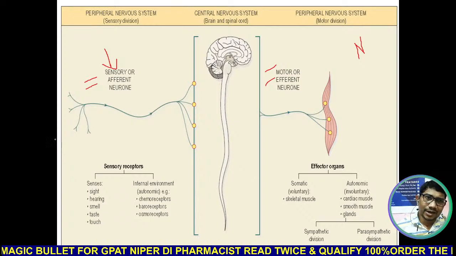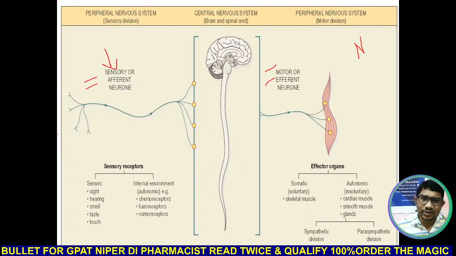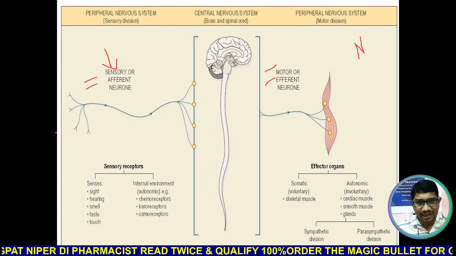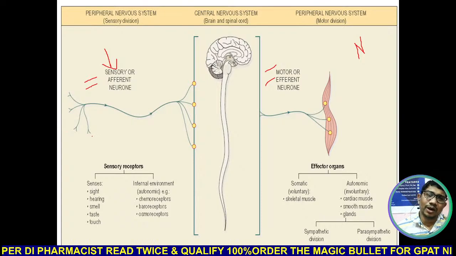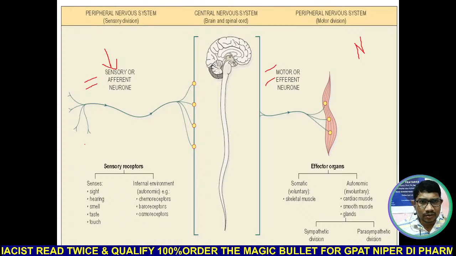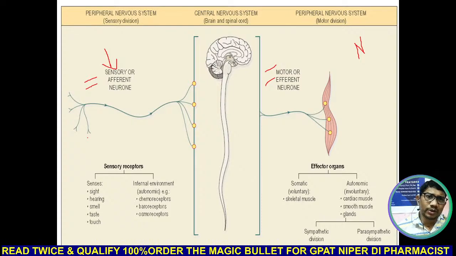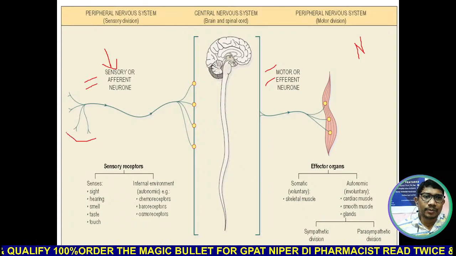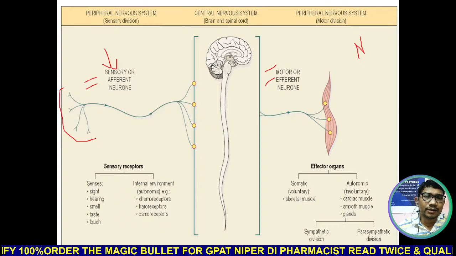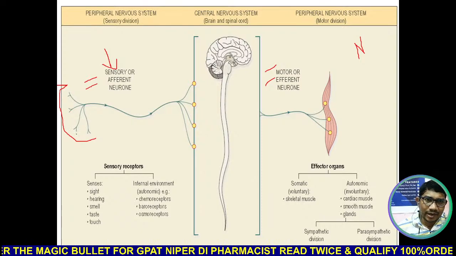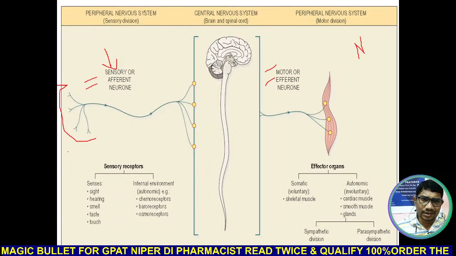So whatever touch receptors, heat receptors, pressure receptors you have on your skin. In your skin you have a network of nerve endings which are sensitive to heat, temperature, pressure, right? So these nerve endings will recognize the sensation.